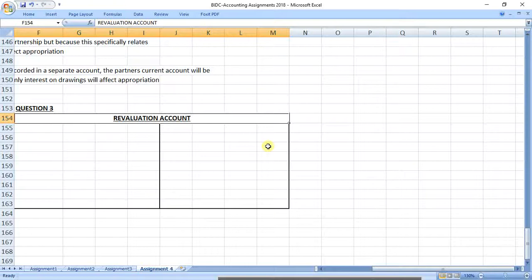Okay, so we know there's interest, and interest on drawings. Interest to be allowed at 10% on capital, and interest on capital. What else? The following also took place. David introduced capital of 80,000, which he had paid into the business bank account. Okay, that's important because that's the new partner's contribution.